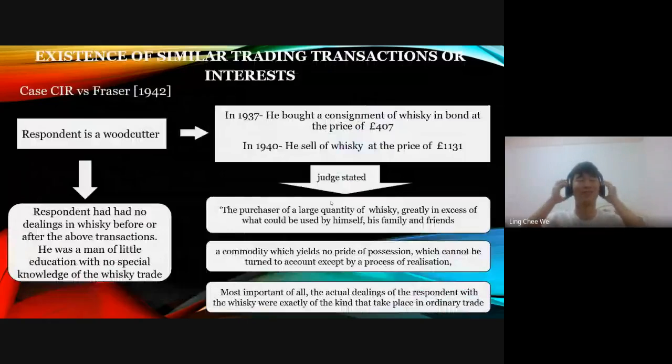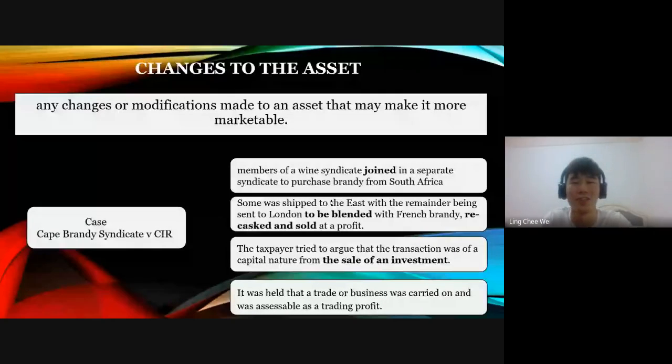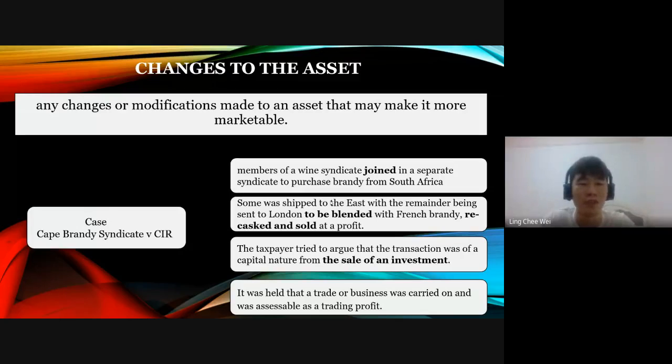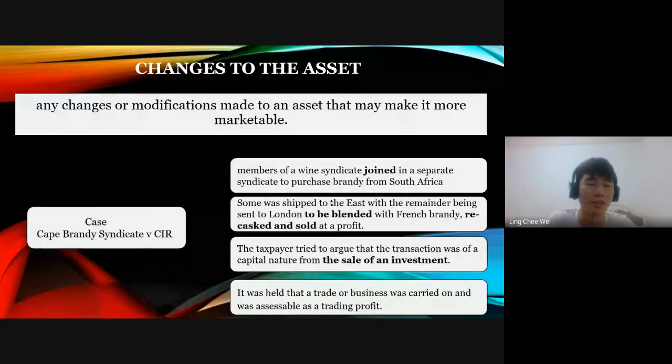And the next is about the change to the asset. So there is a difference in the nature of the asset: a change to the asset, and any changes or modification made to an asset that may make it more marketable. Just like, for example, you buy a house and you do the renovation, so the house will increase in value and it is more marketable. So in here we also see a case.